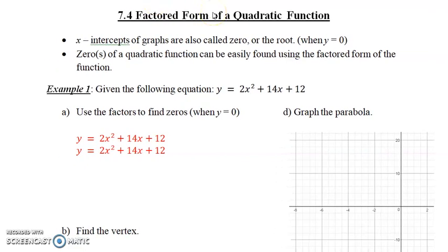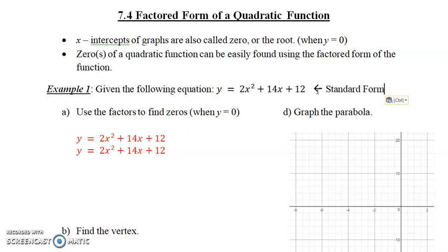We're looking at 7.4, factor form of a quadratic function. We're going to look at the x-intercepts. We also call them zeros or roots when y is equal to 0. Zeros of a quadratic function can easily be found by using the factor form of the function. So if a quadratic function will factor, it's very simple to sketch a graph via factor form.